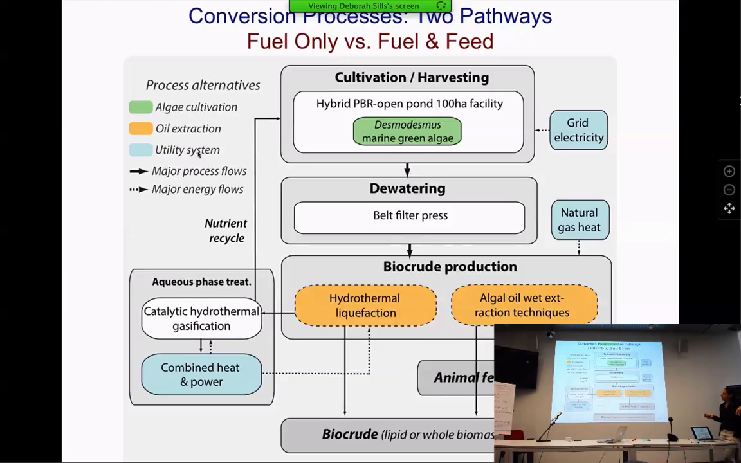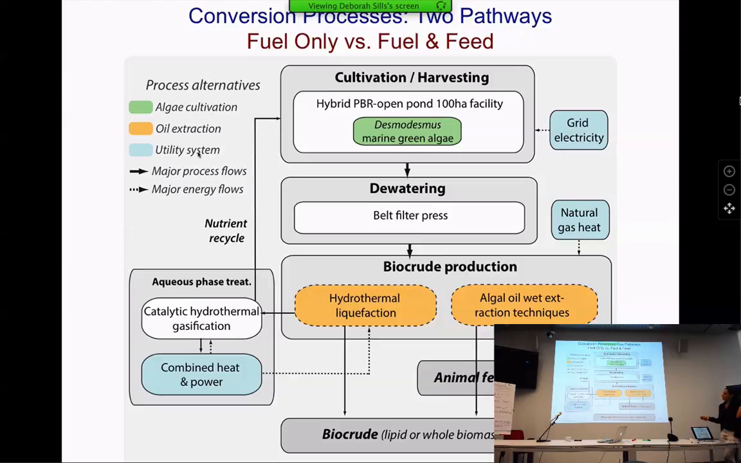And we have 2 scenarios. In both cases, this is how we dewatered the algae to about 20% solids. And then we had what we call a fuel-only pathway and a fuel and feed pathway. So in both cases, we get biocrude. In the fuel and feed, we get animal feed.